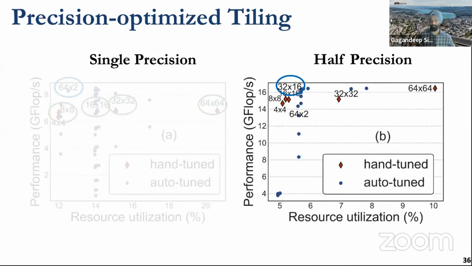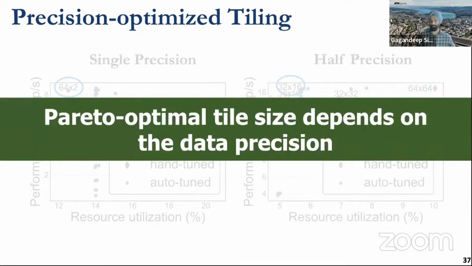We also do half precision, and for half precision the window size is a bit different. It's not the same one you can use. So it's really good to do auto-tuning taking the precision into account as well. As I mentioned, the Pareto optimal size depends really on the data precision, and we employ that while building our accelerator design.